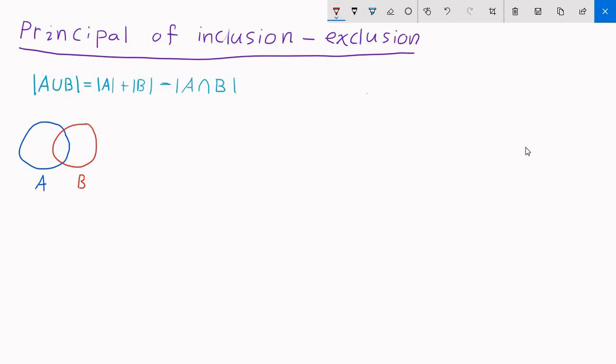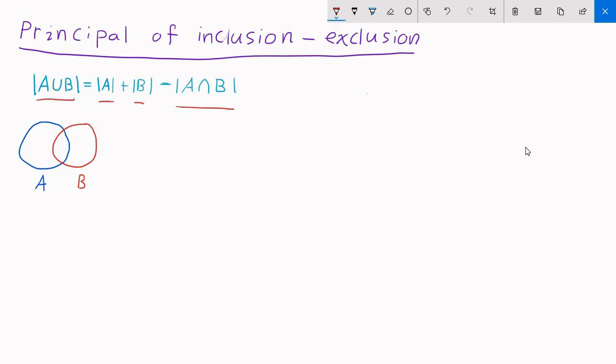If you've had a first course in discrete mathematics or have done any sort of combinatorics before, even just some basic set theory, you've probably come across the principle of inclusion-exclusion. What this says is that the cardinality of the union of two sets A and B is equal to the cardinality of the individual sets, subtract the cardinality of the intersection. And we can see this pretty easily from a Venn diagram.